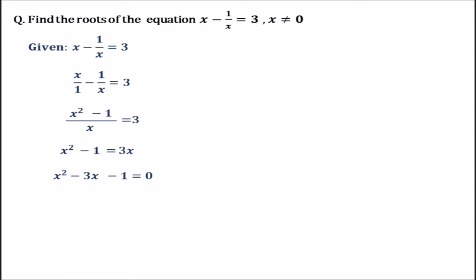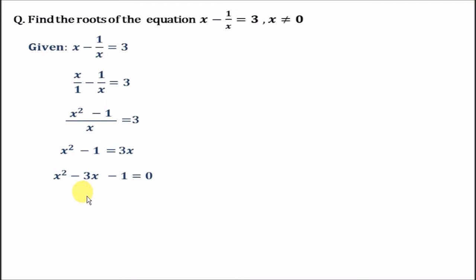Now this quadratic equation right here cannot be split, as 1 is 1, but 1 plus 1 or 1 minus 1, neither of them will result in 3. So we have to solve this quadratic equation using either of the other two methods, either completing the square method or the quadratic formula. Here we are using the quadratic formula. You can try finding the roots of the equation using the method of completing the square as well.